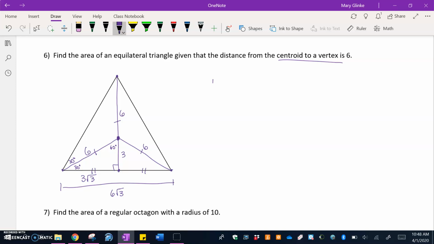So you again have lots of options on how to find your area. I'm going to do base times height divided by 2 for this one, just to show a different way. My base here is 6 root 3. The height here would be 9 if I were to add the 6 and the 3 together. And then when I divide that by 2, that would give me the area of this triangle. So the area is going to be 27 root 3 units squared.